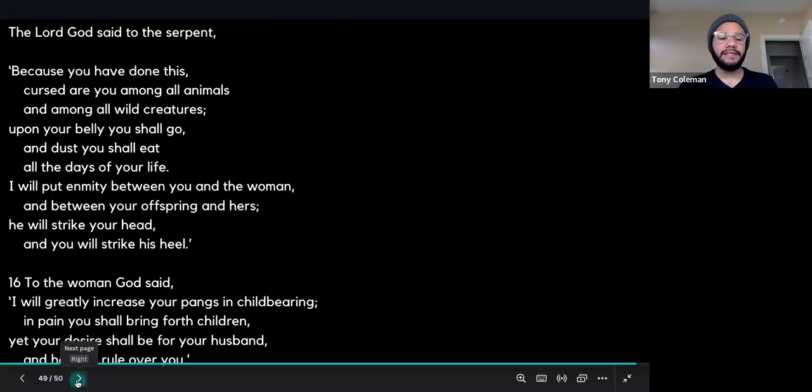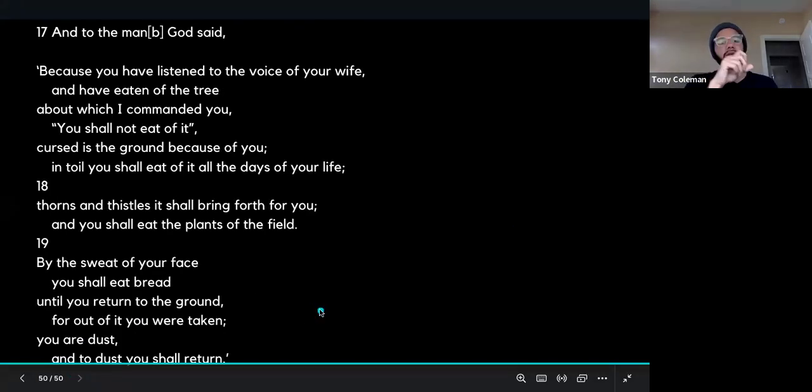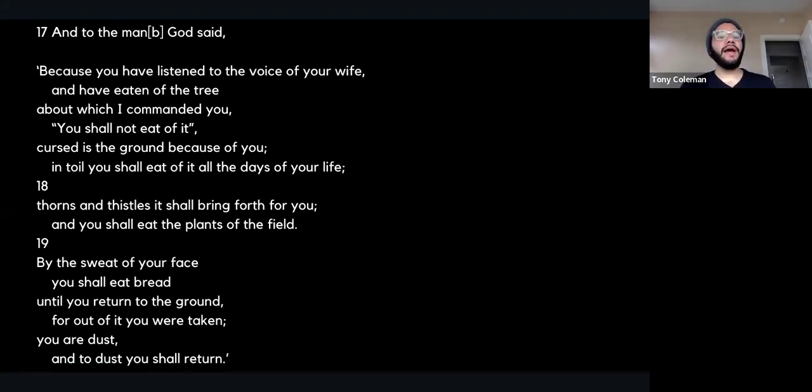Then God says to Adam, because you have listened to the voice of your wife and have eaten of the tree about which I commanded you, you shall not eat of it, cursed is the ground because of you. In toil you shall eat of it all the days of your life. Thorns and thistles it shall bring forth for you, and you shall eat the plants of the field. By the sweat of your face you shall eat bread until you return to the ground, for out of it you were taken. You are dust, and to dust you shall return.